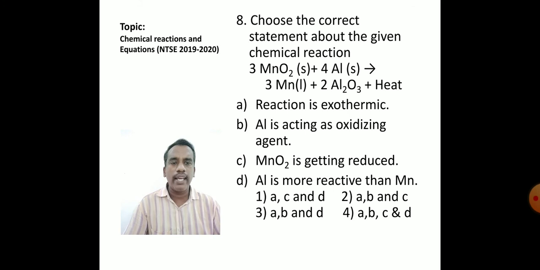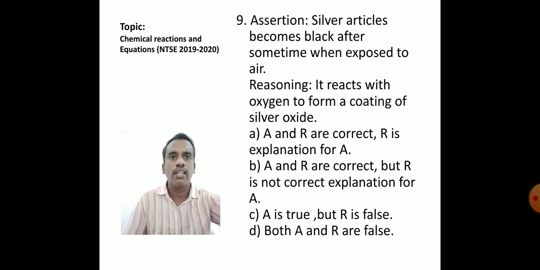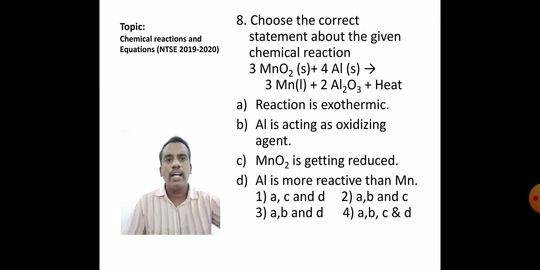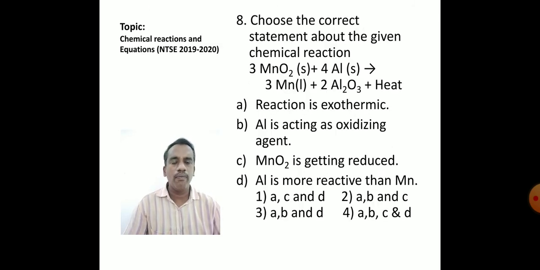Al is more reactive than manganese. Again we need to recall our metal reactive series. In our metal reactive series, we can get the point that aluminum, as it is more reactive than manganese, can displace the manganese from its salt solution. So in this case, the equation is saying aluminum displaced manganese. When can it happen? It can happen only when aluminum is more reactive than manganese, only then the reaction is possible. So aluminum is more reactive than manganese.